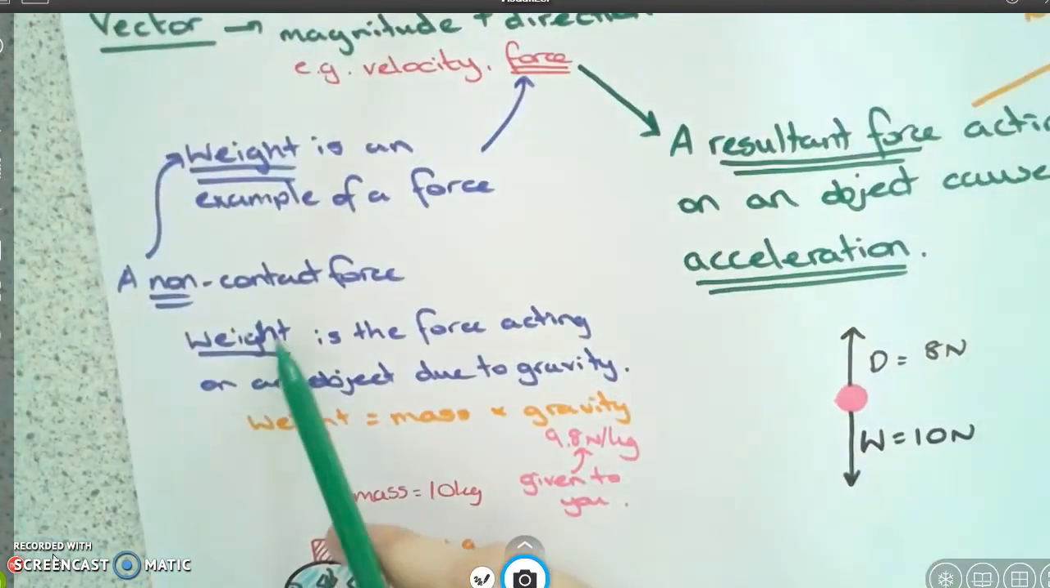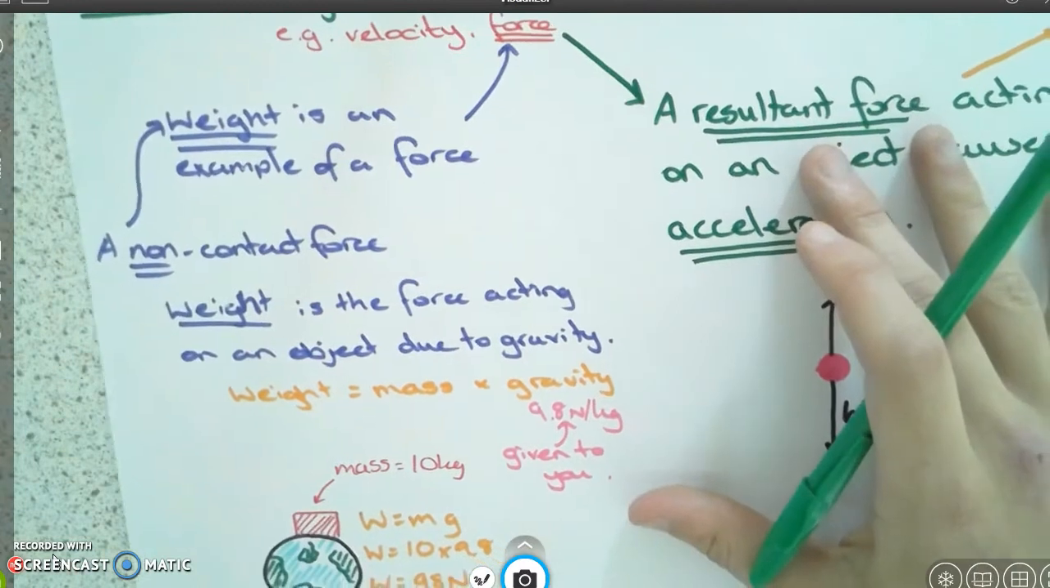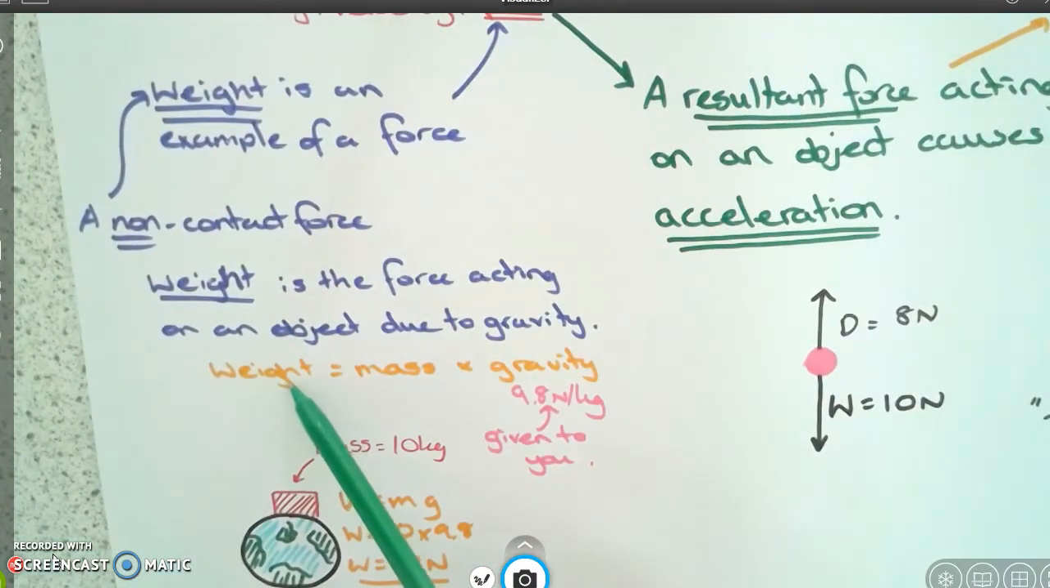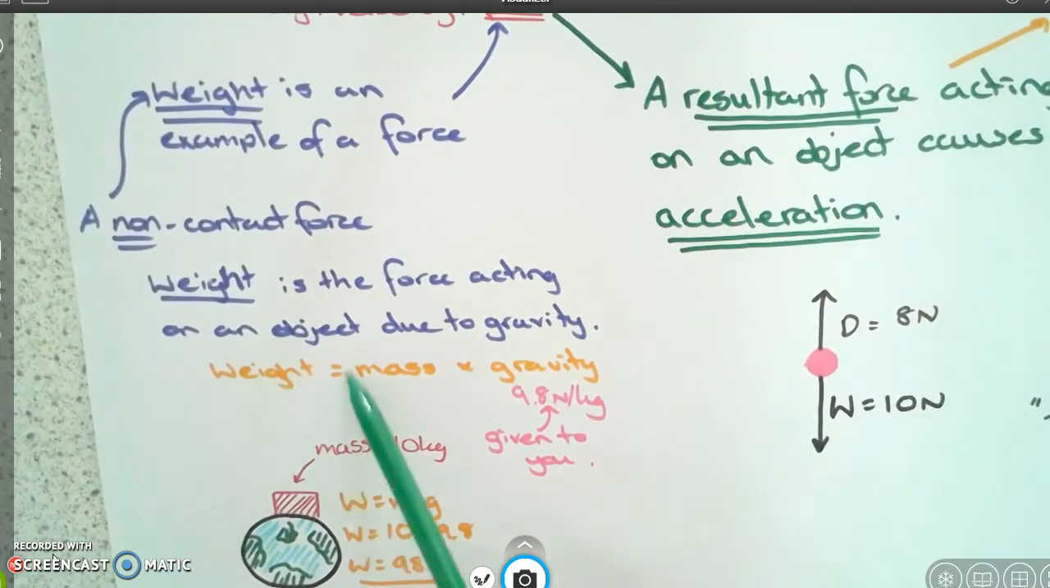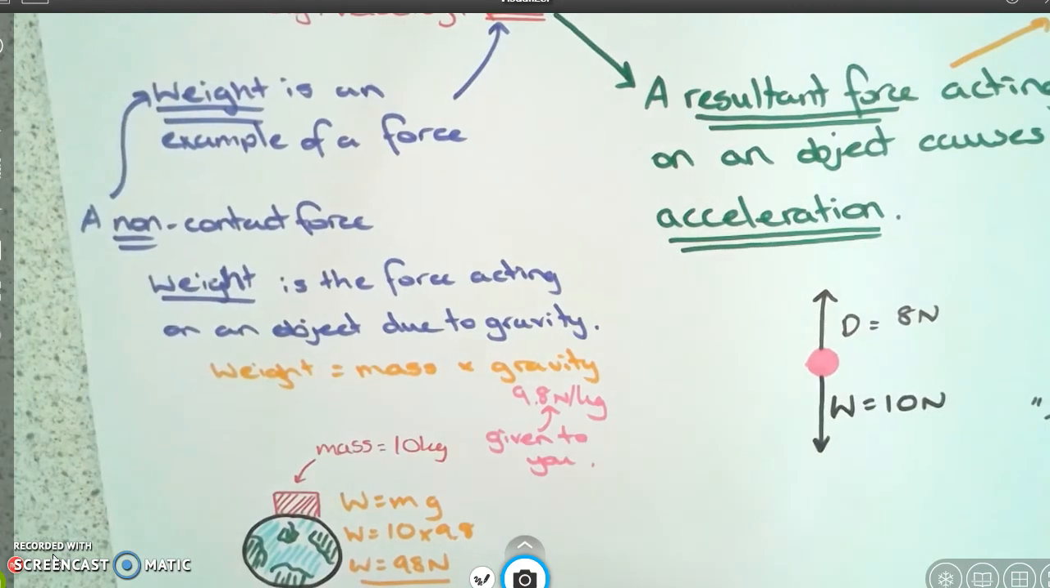So weight, if we continue with weight, weight is the force acting on an object due to gravity, due to an object being within the Earth's gravitational field. And we've got a lovely equation for that, and you need to remember this one. So weight equals mass times gravity. Now in the exam, a little tip here is that gravity will be given to you as 9.8 newtons per kilogram. So when that's given to you, you're going to have to use this equation.